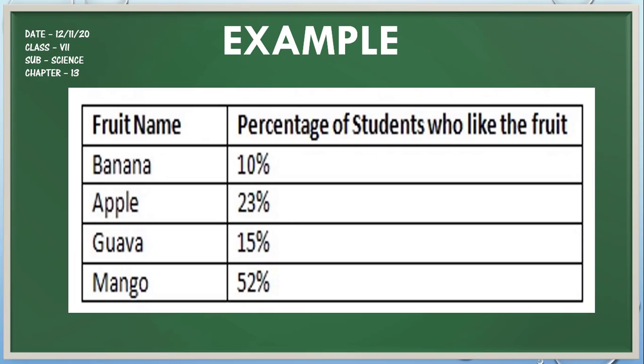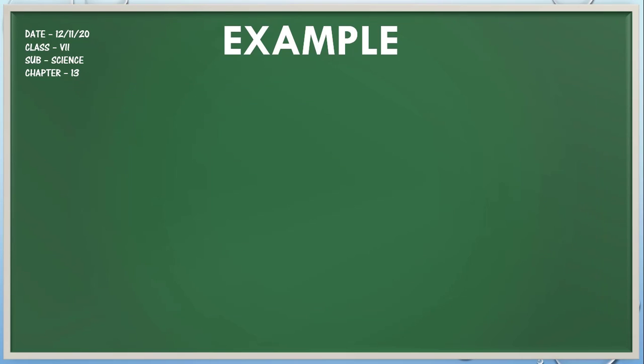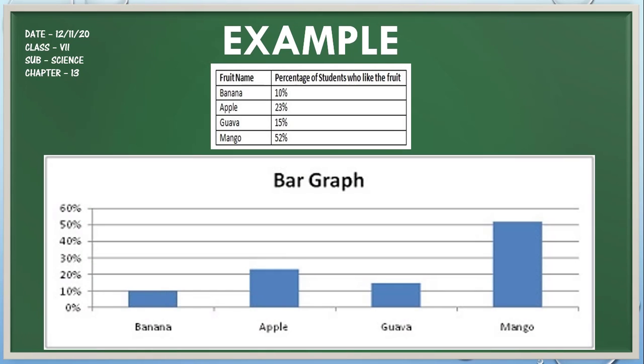Suppose we have the data of fruits liked by the percentage of students out of 100, which is: percentage of students who like banana 10%, percentage of students who like apple 23%, percentage of students who like guava 15%, and percentage of students who like mango is 52%. So we can show the same data in different forms.